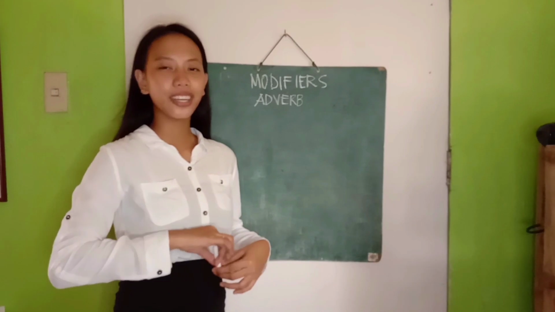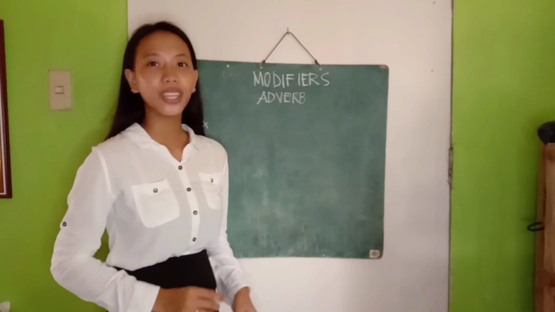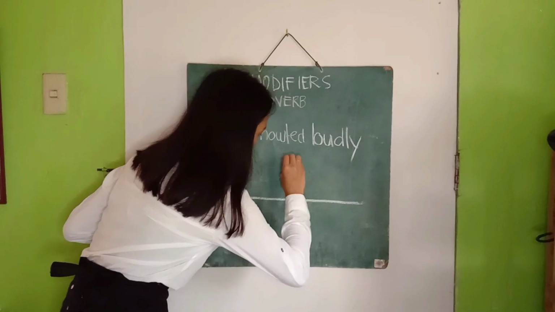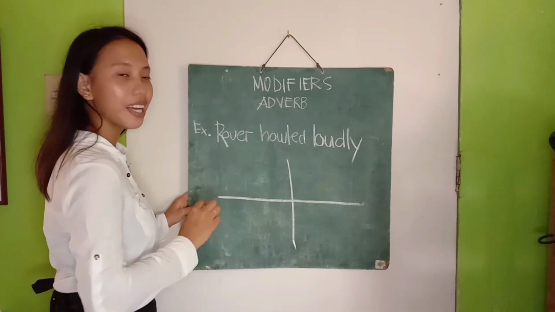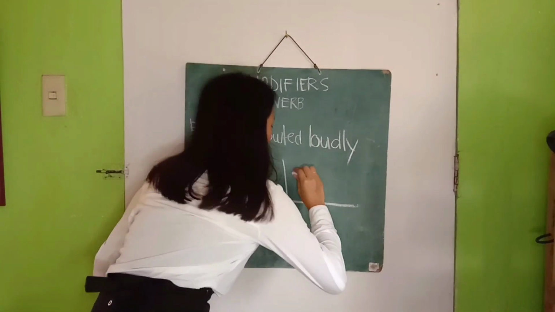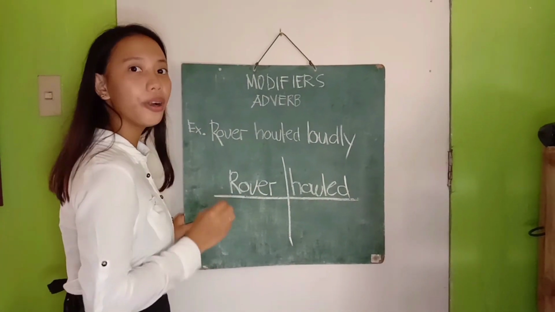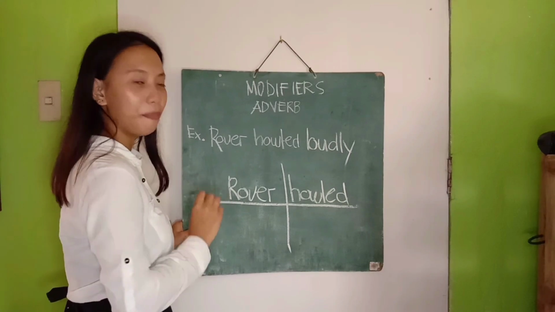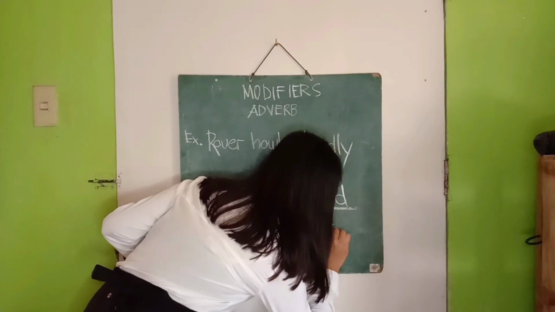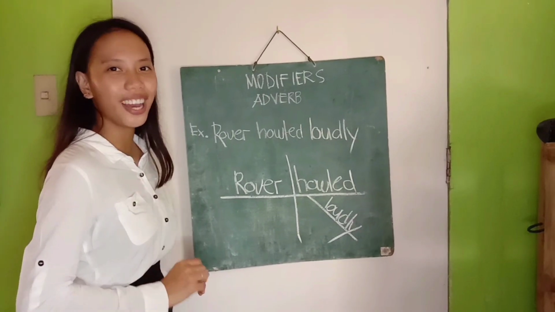Adverbs are words that describe a verb, adjective, or adverb. They answer how, where, when, and why. In this sentence, draw horizontal and vertical lines. Rover is our subject. Howled is our verb. And loudly is our adverb that modifies our verb. That's how we diagram adverbs as modifiers.